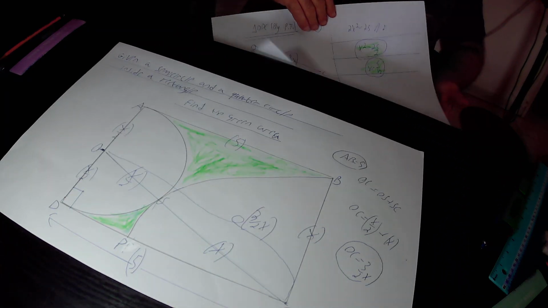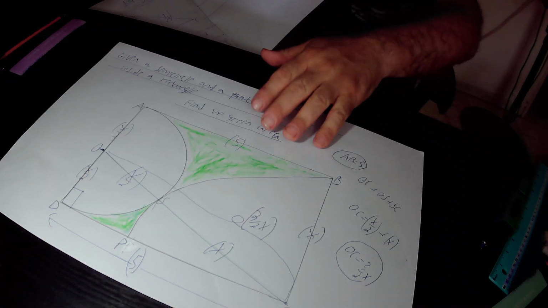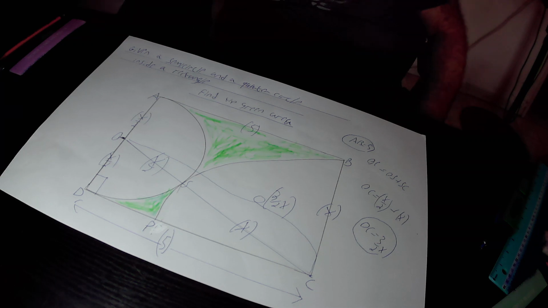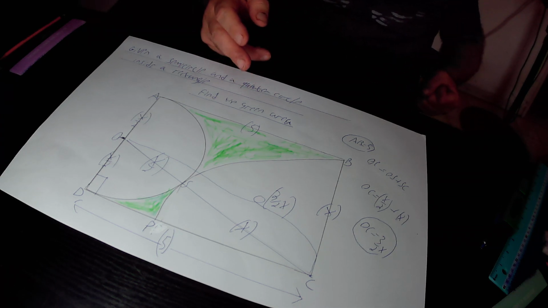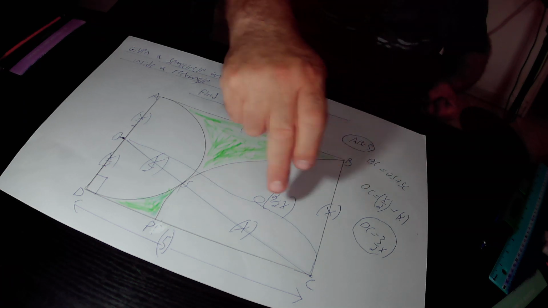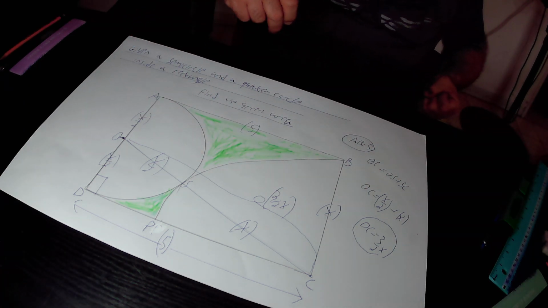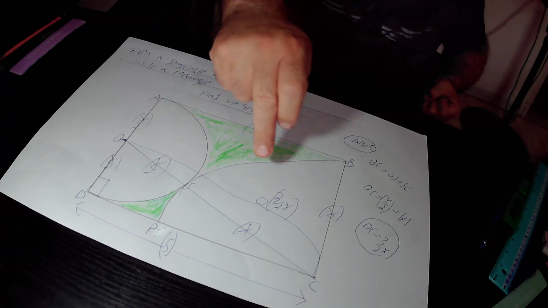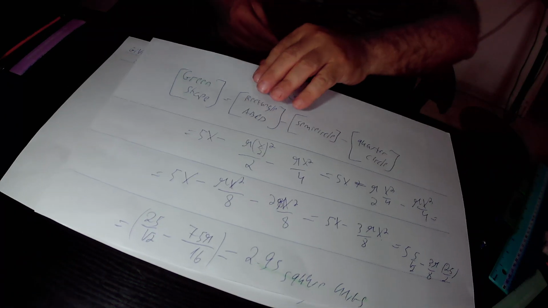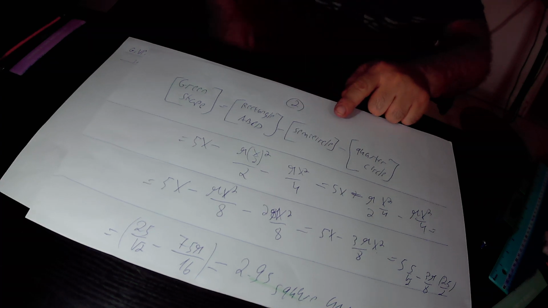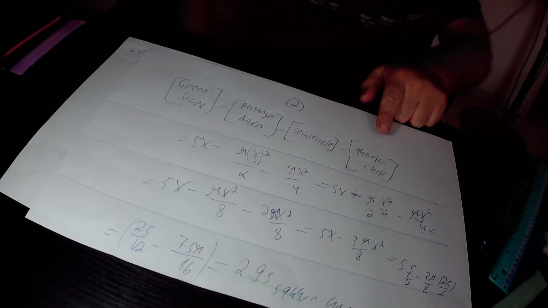Our mission is to find the area of this green shape. What is the area of the green shape? From the drawing it is very easy to see. The area of this green shape equals the area of the rectangle ABCD minus the area of the semicircle minus the area of the quarter circle. Repeat again: the area of the green shape in total equals the area of rectangle ABCD minus the area of the semicircle minus the area of the quarter circle.